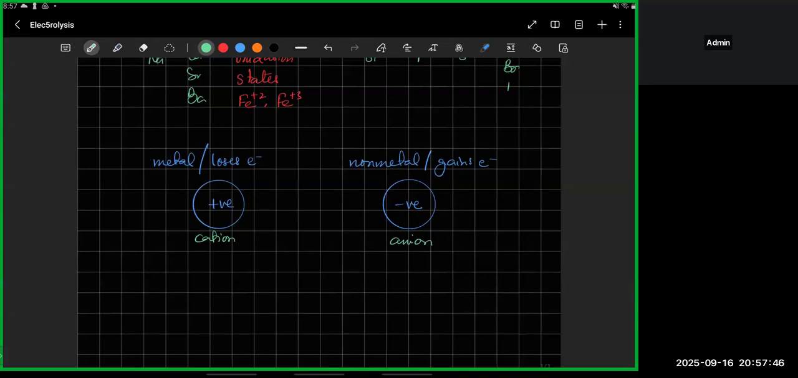We started electrolysis. Okay, now we're trying to recap everything.